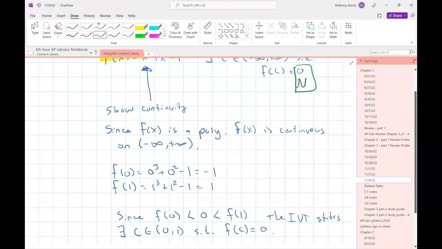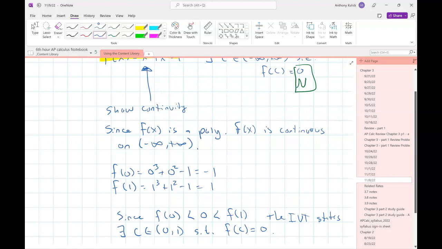Now, could there be more than one c that gives you that x value? Sure, but is the question asked for just at least one? We've shown there's one, that's good enough. If we wanted exactly one, that would be harder. We couldn't use just the IVT to get that. You'd need to use something else. And in fact, we'll do that problem in 4.1 or 4.2. I can't remember which one, but we do it.